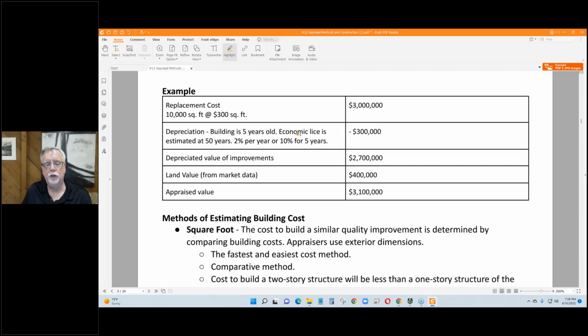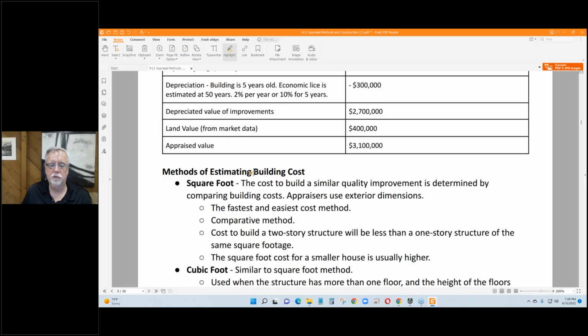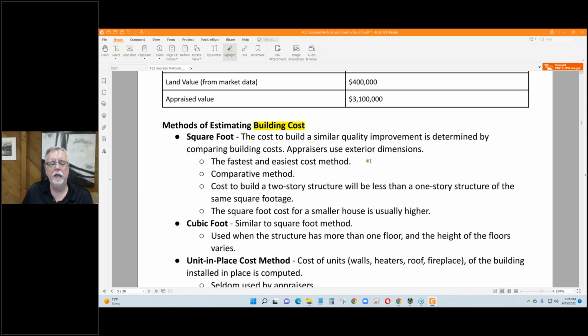So how do we determine the replacement cost? How do we determine that? It's also the building cost, the same thing. The easiest is called the square foot method, like the example I used, $300 a square foot. You need to know appraisers use exterior dimensions. I get this question asked by new real estate agents: when it says that the building is 2,000 square feet, is that inside or outside of the building? The answer is it's outside of the building. This is fast and easy. Contractor says, oh, $300 a square foot. It's a comparative method because that's how much other people are building it for.